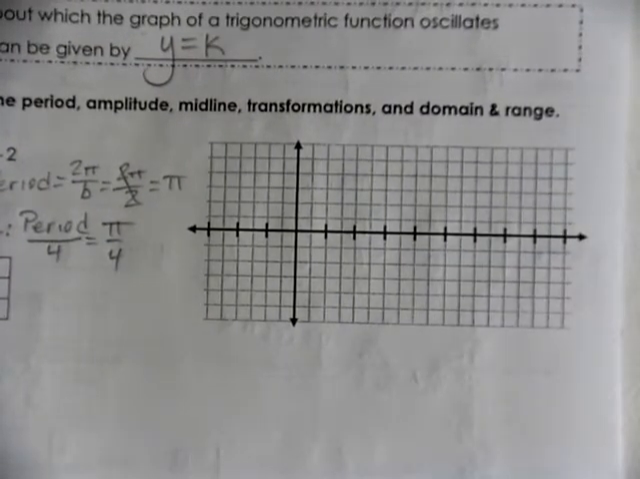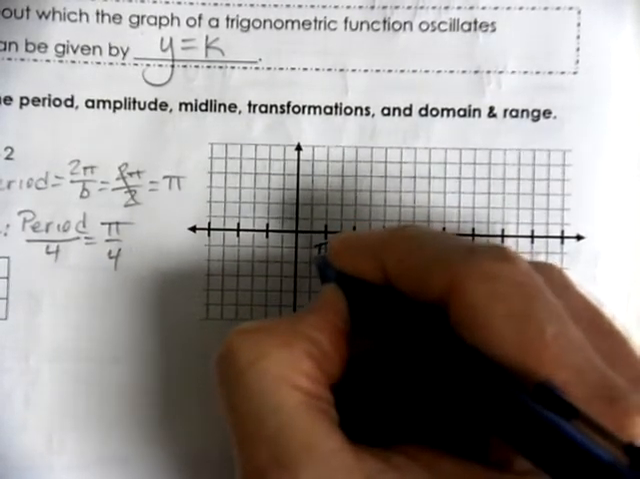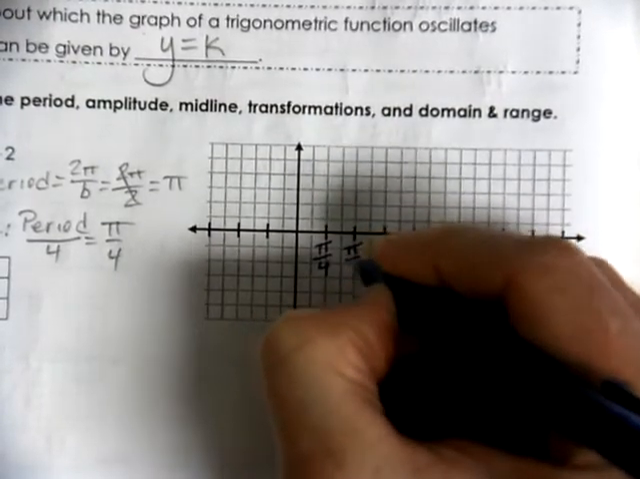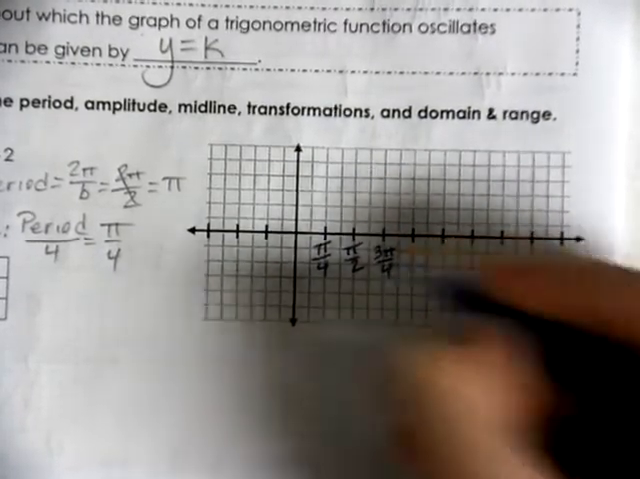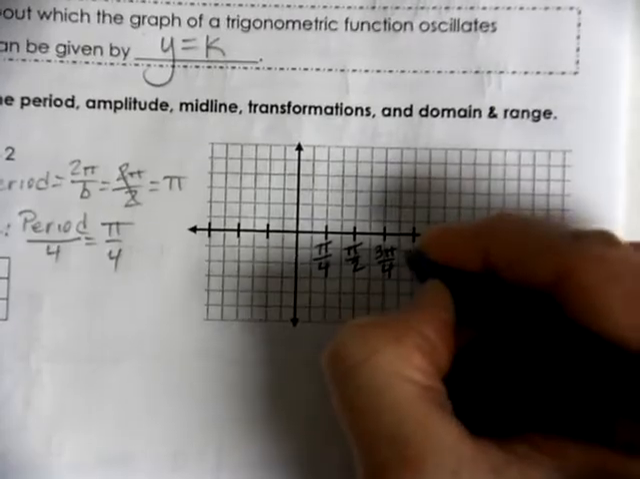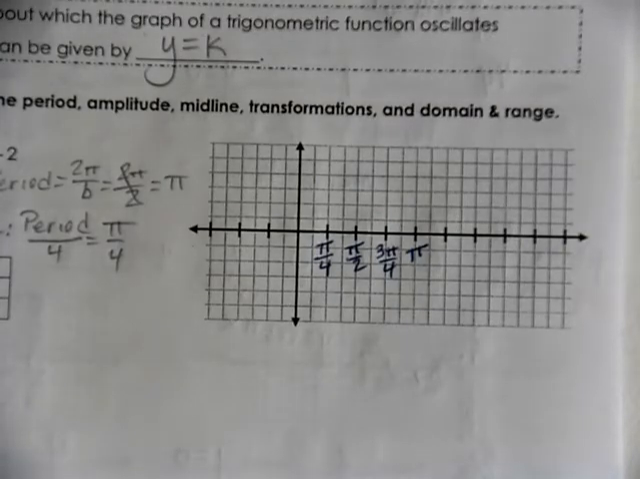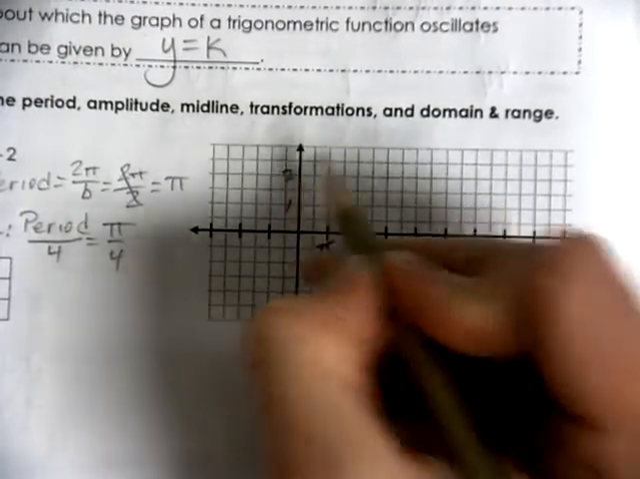So we're going to come over. We already know that we're going by the scale of pi over 4, 2 pi over 4, which is reduced, 3 pi over 4, and 4 pi over 4, which is reduced. So that's a scale on our x-axis. We're going to plot our points. We'll call this 1. So we're going by halves, essentially.